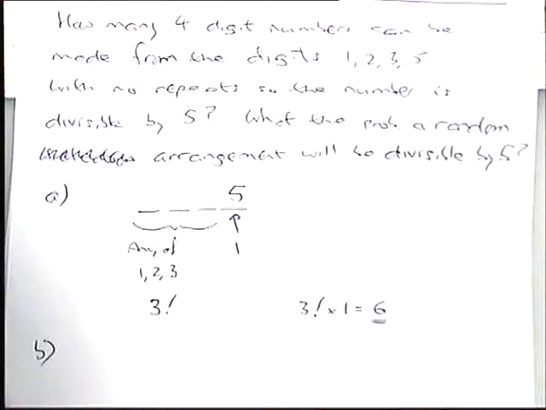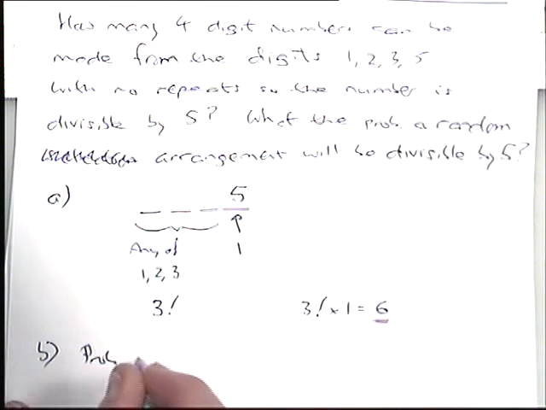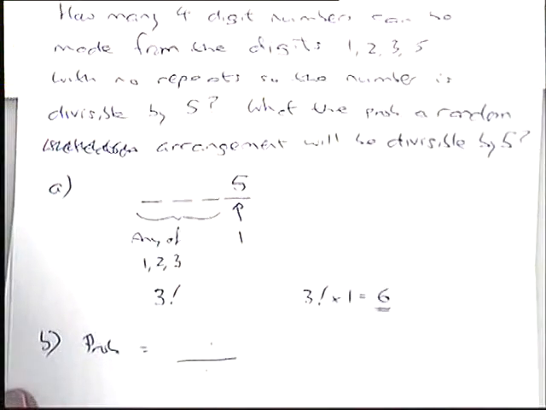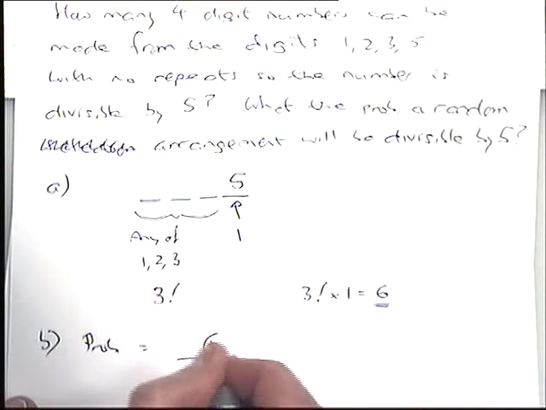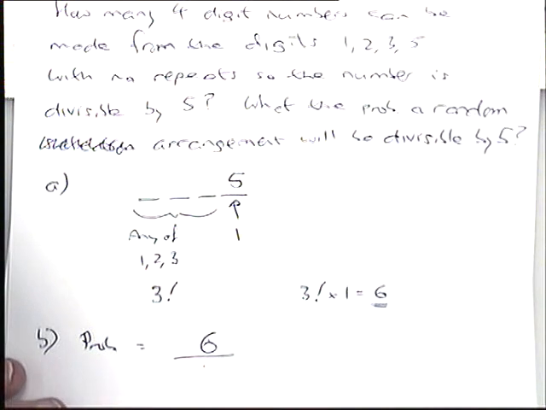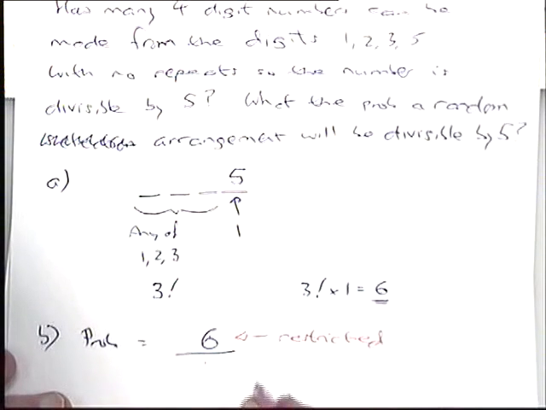That's like part A of the question. Part B said if we had a random arrangement of any of the ones we could have from 1, 2, 3 and 5, what's the probability it will be divisible by 5? For a probability, we are looking for a fraction with 2 numbers in it. What can you tell me straight away? The top number, the one with restrictions, is the restricted number. And the bottom number is the unrestricted number.